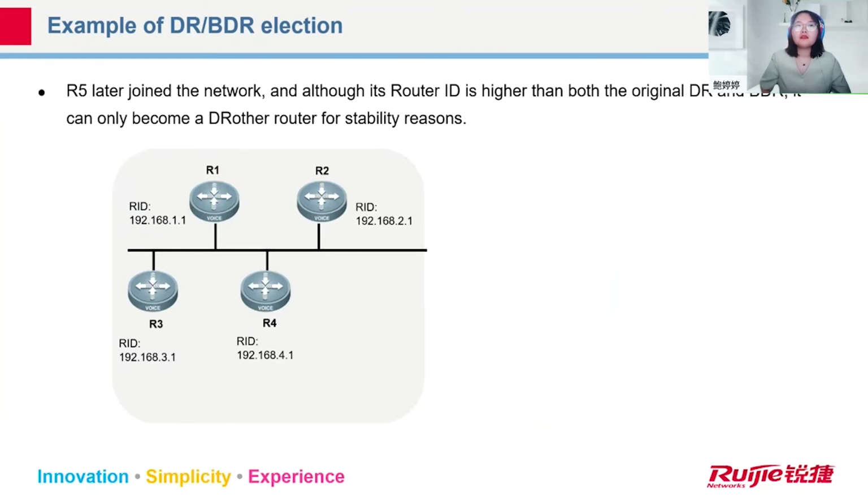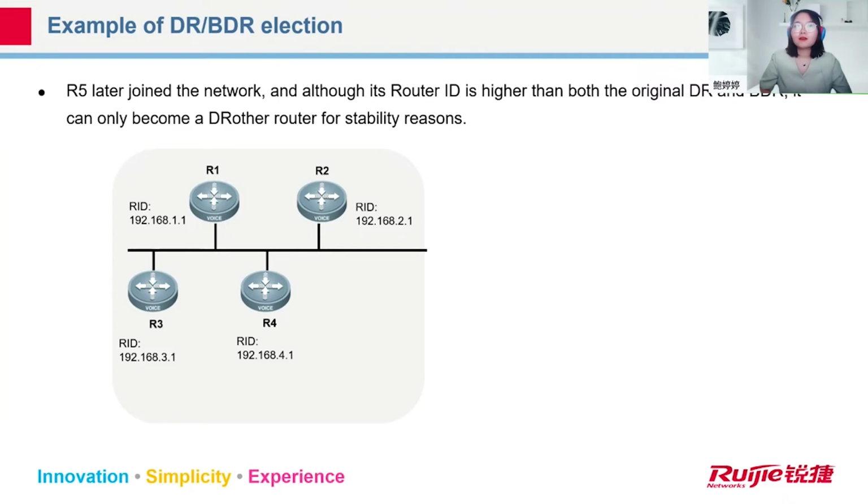We have route 1, route 2, route 3, and route 4. If we don't give the command to change the priority, the default value is priority 1. So if the priority is the same, we will compare the route ID. The highest route ID will become the DR, and the second highest will become the BDR. So according to the principle, with routers 1, 2, 3, and 4, who will become the DR?